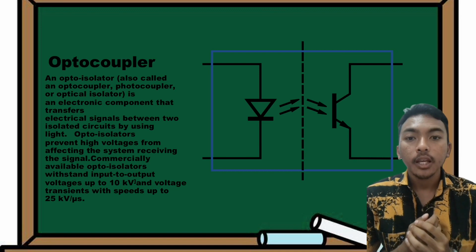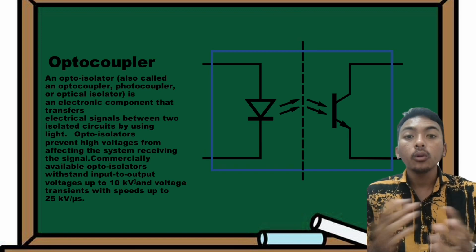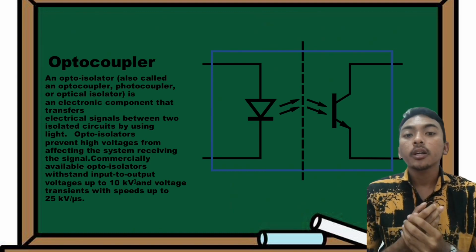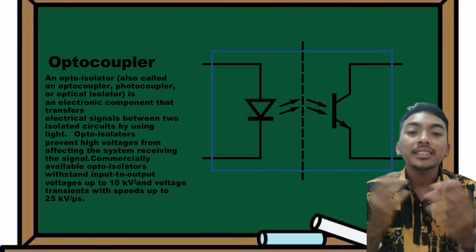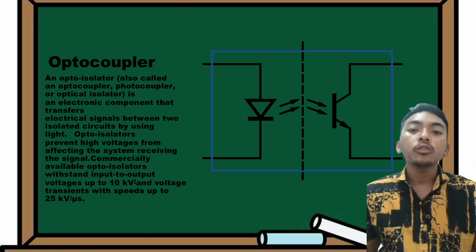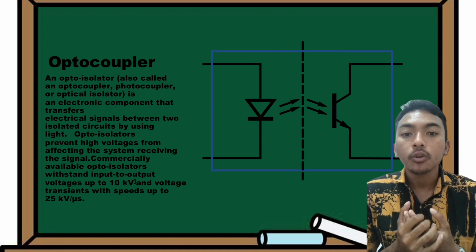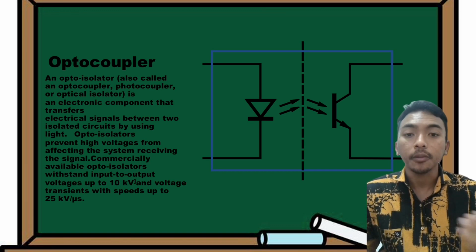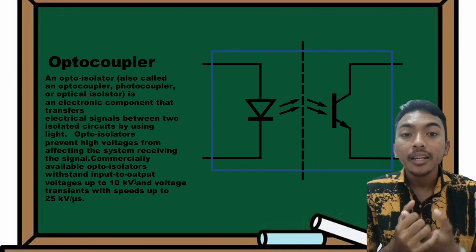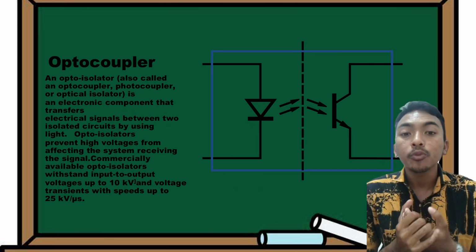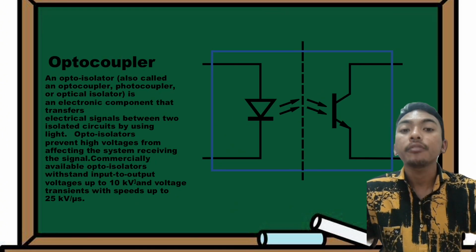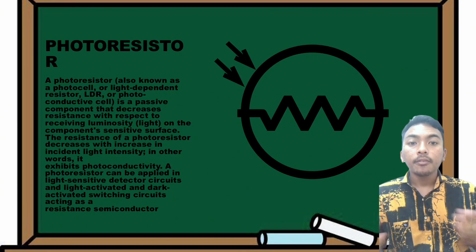Next is the optoisolator. An optoisolator, also called an optocoupler, photocoupler, or optical isolator, is an electronic component that transfers electrical signals between two isolated circuits by using light. Optoisolators prevent high voltage from affecting the system receiving the signal. Commercially available optoisolators withstand input to output voltage up to 10 kV and voltage transients with speeds up to 25 kV. After that, we have a photoresistor.